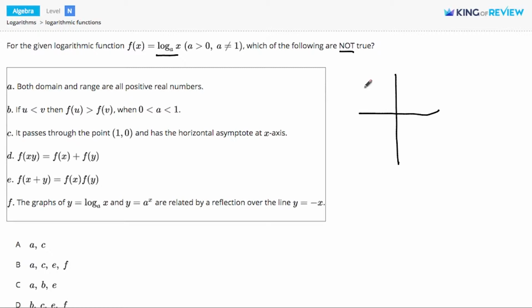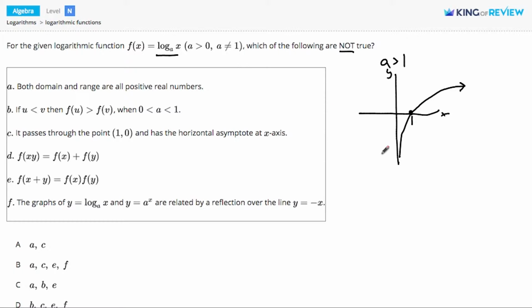If the base a is greater than 1, then the logarithmic function is increasing. It starts out negative and gradually it turns positive and gradually increases. And it crosses the x-axis at the point x equals 1. That happens because any number a raised to the 0 power is equal to 1. So when x is 1, the power must be 0.